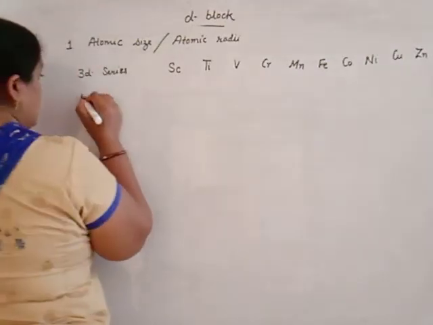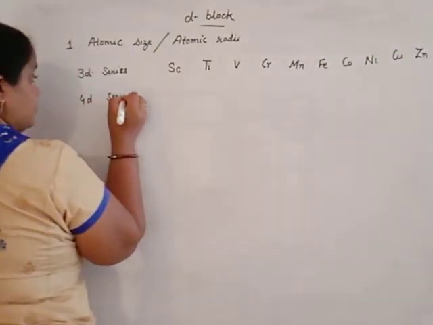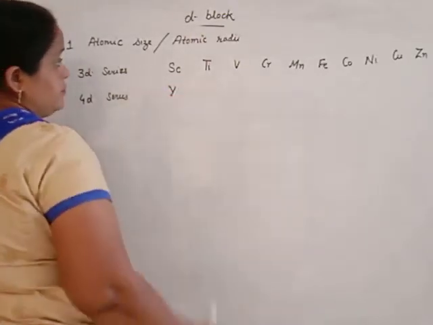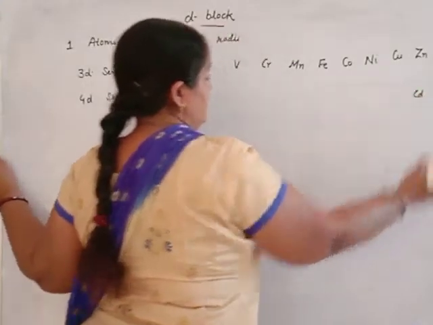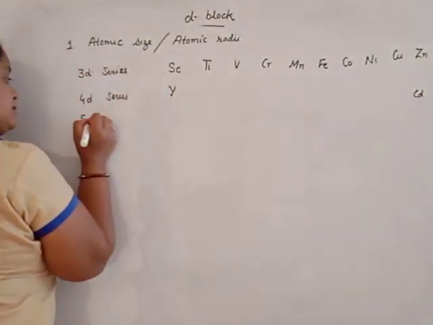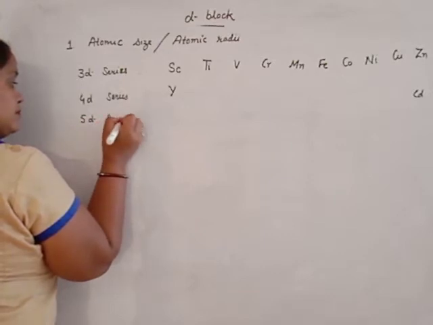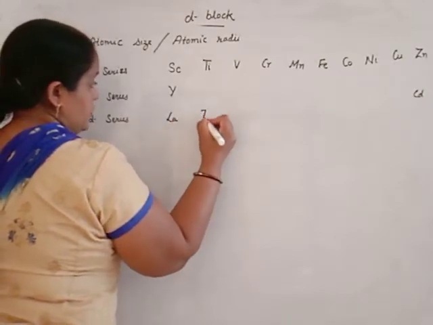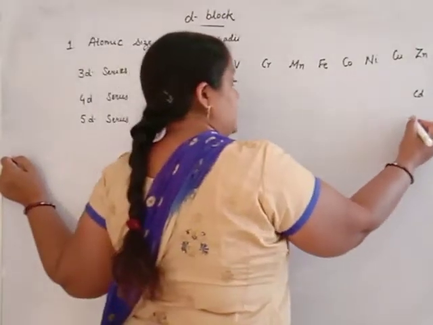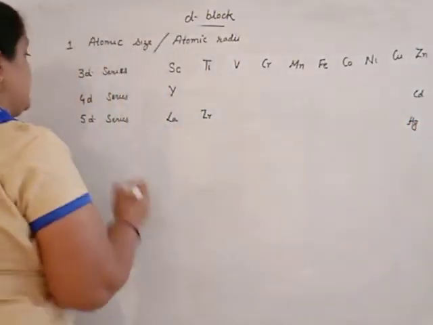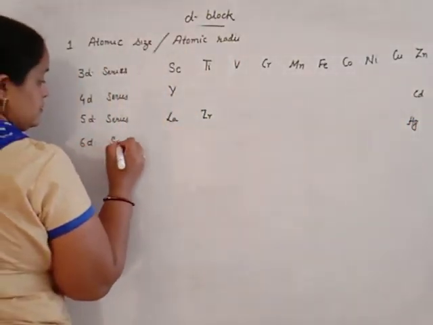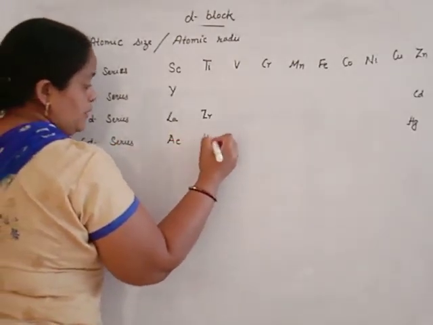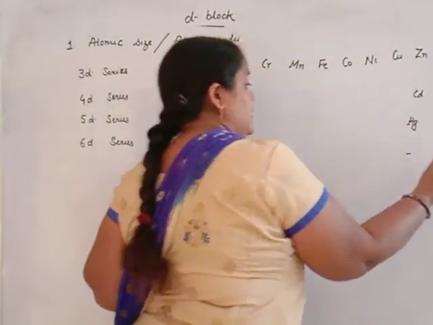Then the 4d series elements are yttrium, cadmium. The 5d series elements are lanthanum, zirconium and mercury. The 6d series is actinium, hafnium and incomplete.